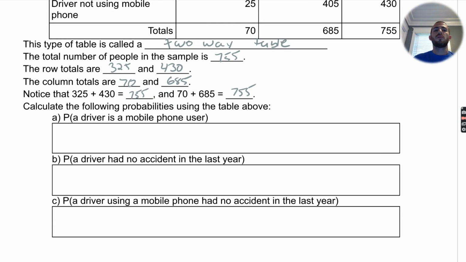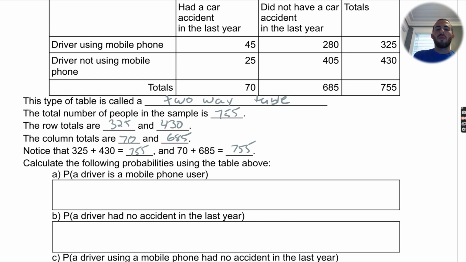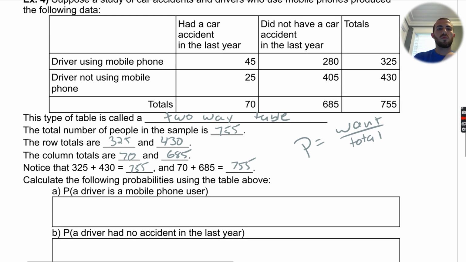Now, if we want to calculate the probability that a driver is a mobile phone user, remember, probability is what we want over the total possibilities. So, with this group, we want a driver. That's going to be the total group. That's the big group. So that's the bottom. The number of drivers was 755. So that's going to be on the bottom. Now we want the mobile phone users of this group. So that's going to be the top.